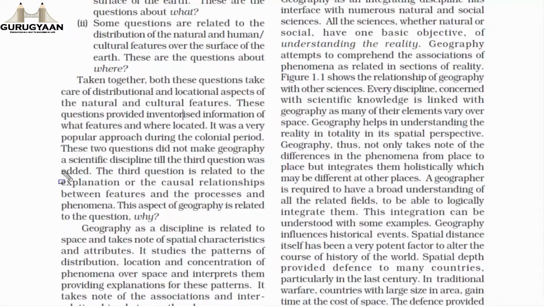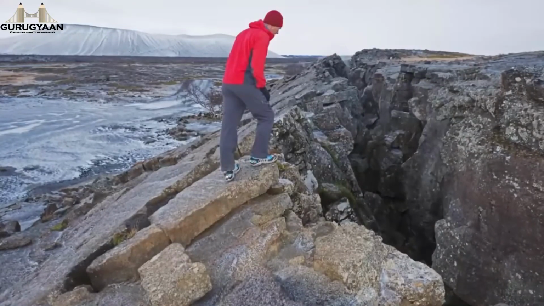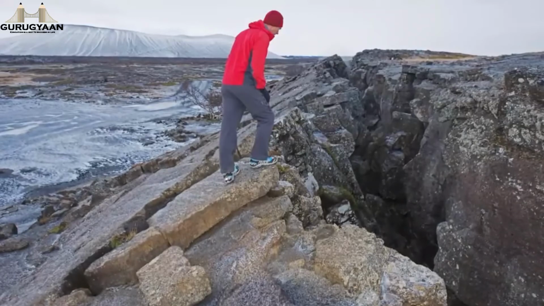And finally, we have the why question, which answers the cause and relationship between natural and human features. One example would be why we find a particular place with high and another place with low population. That sort of question falls under this category. So if you see, all these three questions answer the dynamic interaction between human beings and their physical environment.